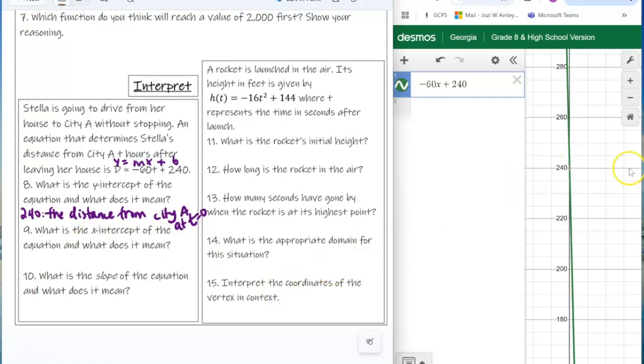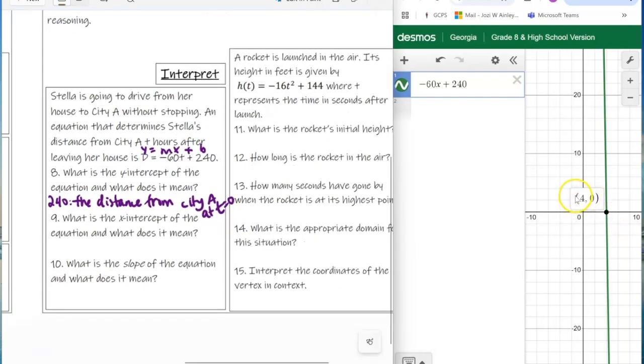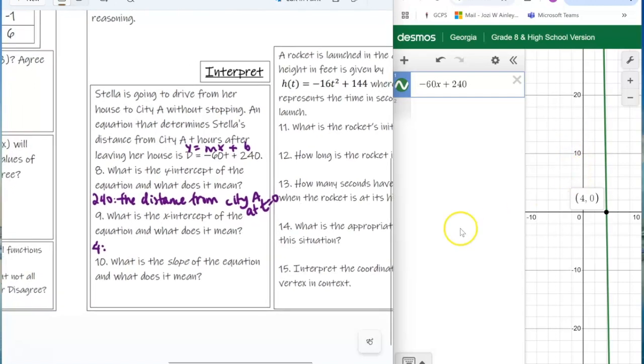So again, two ways we can do it. I'm going to definitely show you both. So I just clicked home. Here the x-intercept is 4. Now I'm going to show you mathematically what that means. We know that at the y-intercept, x is equal to 0, and at the x-intercept, y is equal to 0. So if y is equal to 0, I'm going to show you how to do this by hand real quick. That means we have 0 equals negative 60t plus 240, and we're going to solve this equation.